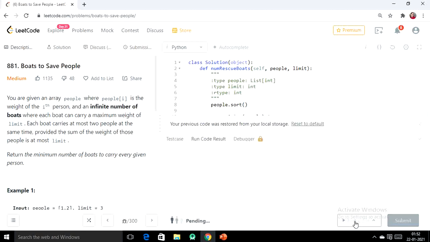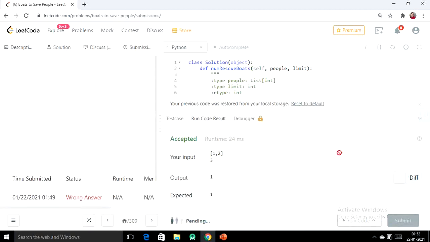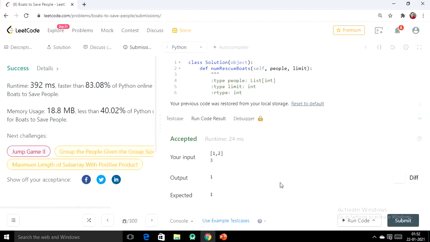So let us run this one. Yeah, it got accepted. Let us submit this one. Okay, it got accepted as well. You can see it is 83.08% faster than other Python solutions.